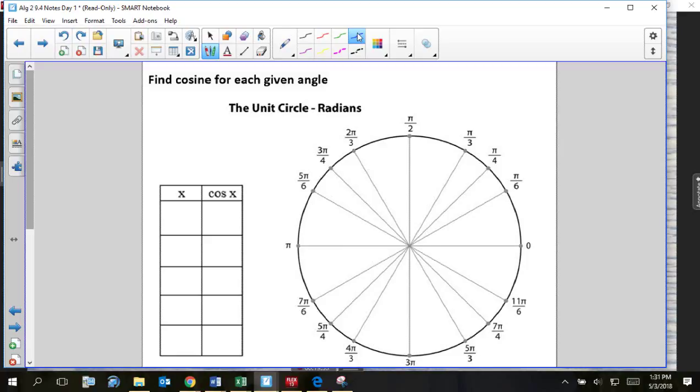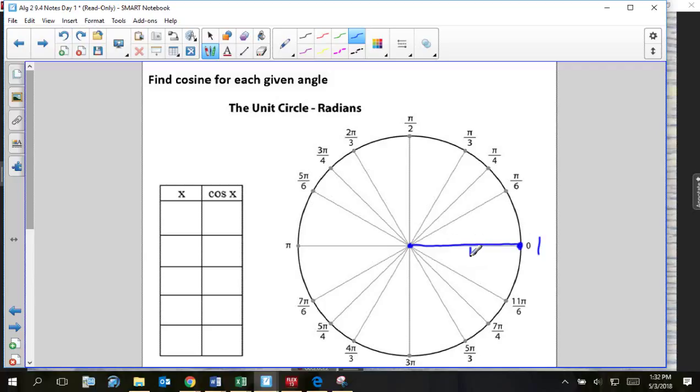At pi over 6, what is cosine? Actually, I forgot 0. I'm sorry. Right at 0, what's cosine? 1. Now, I'm going to draw these as well. Remember cosine on the unit circle is what? Remember sine is y, so cosine is x. So I'm going to draw from 0 horizontally, this is 1.